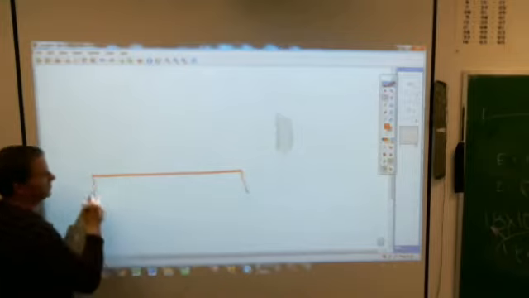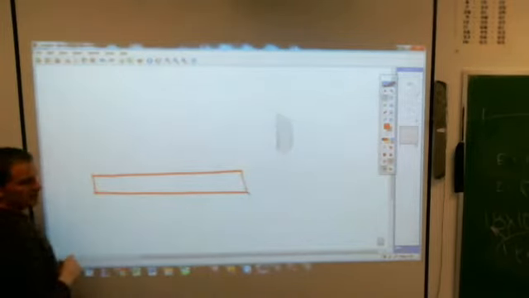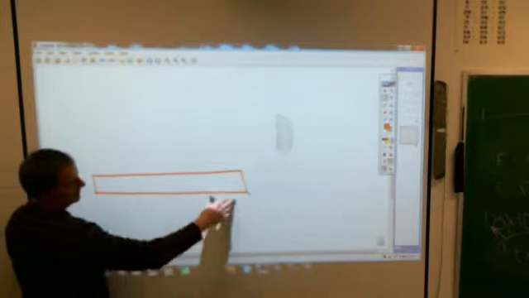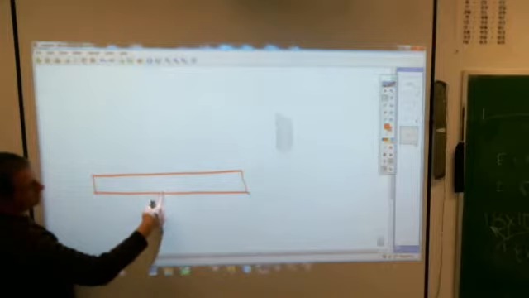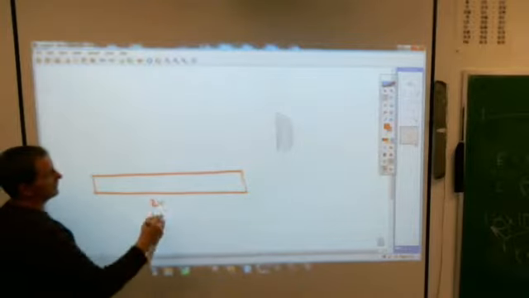Let's make it as true to size as possible. How long do you think this is from here to here? How many inches? Give me a number of inches. Take a wild guess. Riley? 48 would be 4 feet. That's the height of my chalkboard. Let's be more real. 24. I'll go 24 inches.